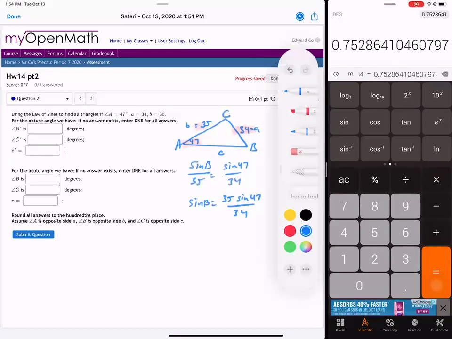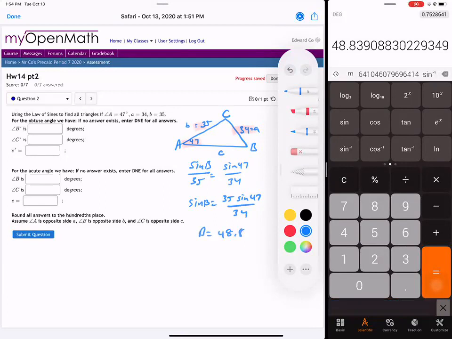Now that's a decimal number. That is not an angle. I need to undo my sine. B is equal to 48.8. How many decimals do they want? Do they say? I think there's only one decimal, 48.83. It doesn't ask for a lot of decimals. Okay, so I'm just giving myself one decimal.